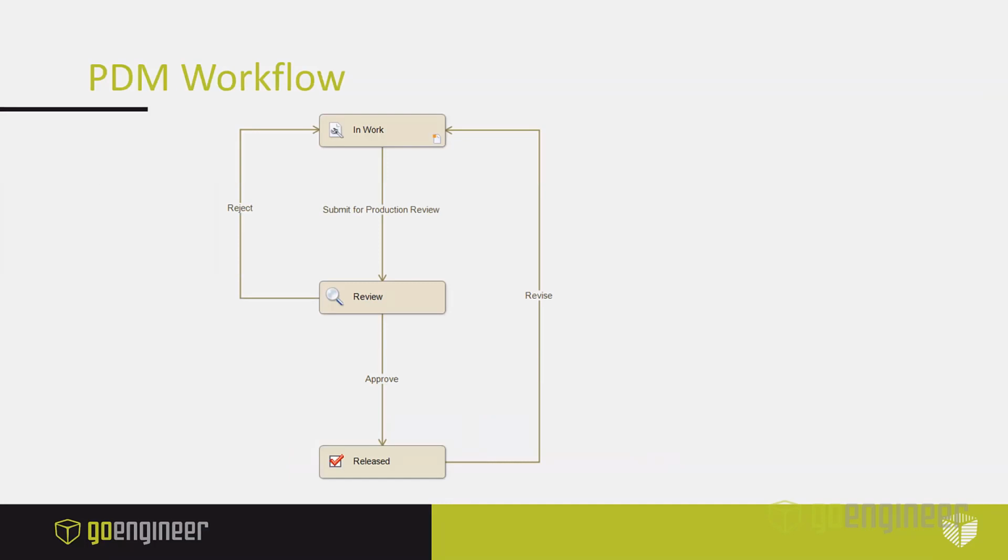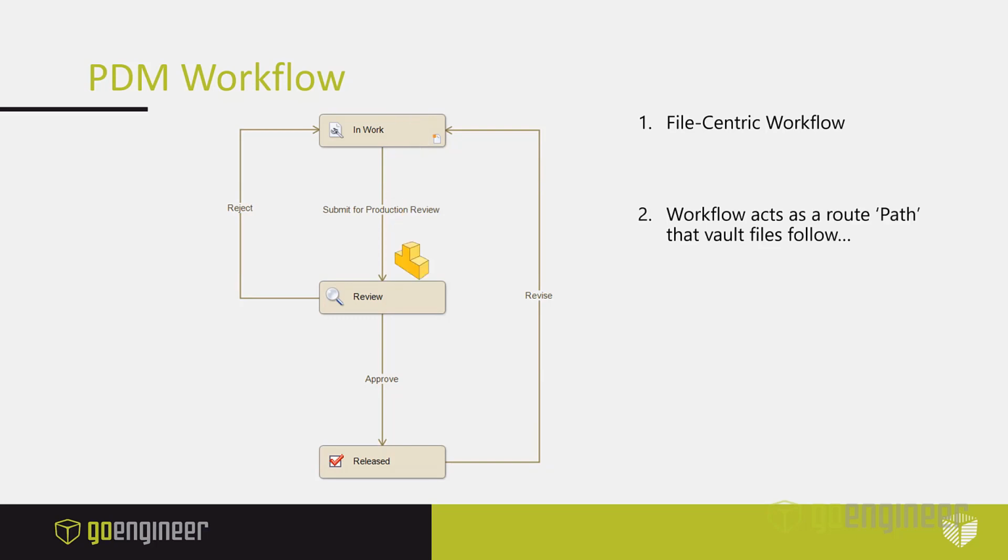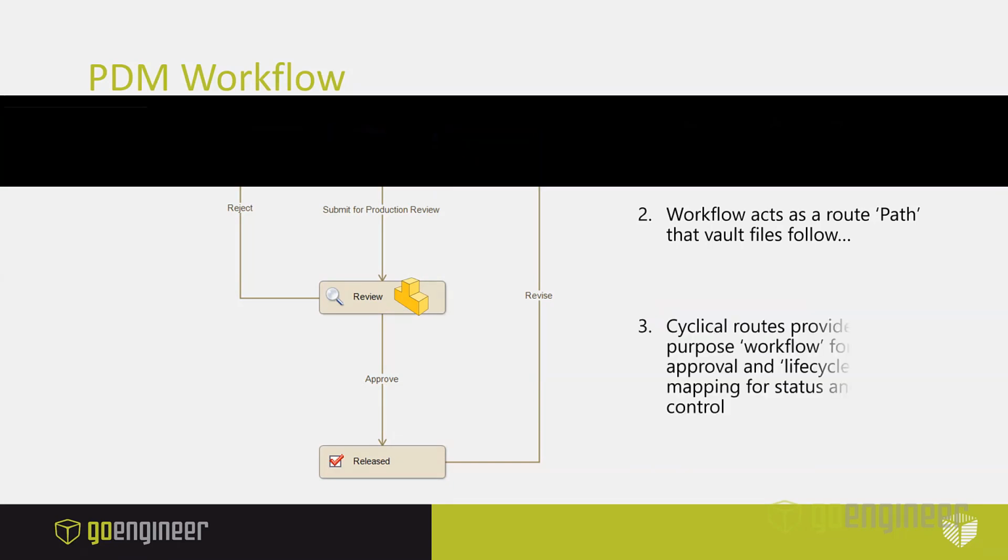PDM workflows are file-centric, and what we mean by that is it's actually the files that are vaulted in the PDM solution that are going through the workflow. So the workflow is the route path that a file will follow in PDM, right? So the file itself is not a process. A part file or an Excel file or whatever it is that you're workflowing are just following a track. And generally they're all following the same track or one of a few different tracks.